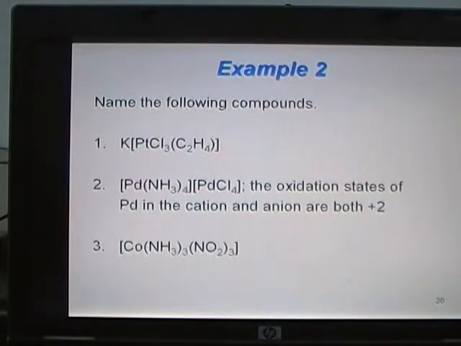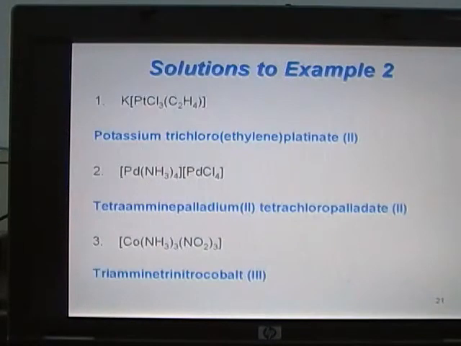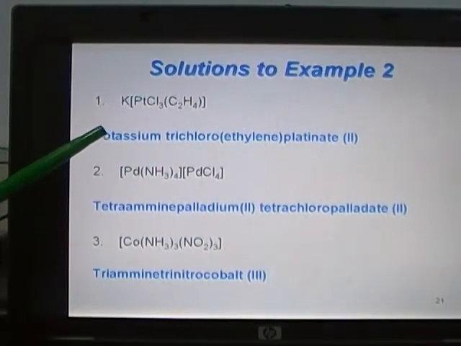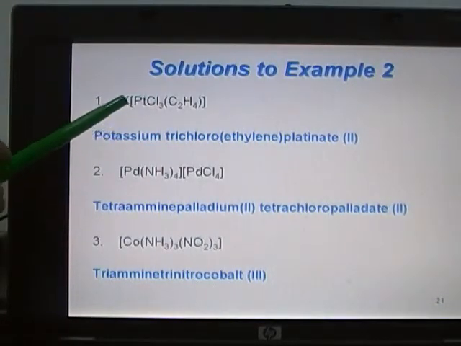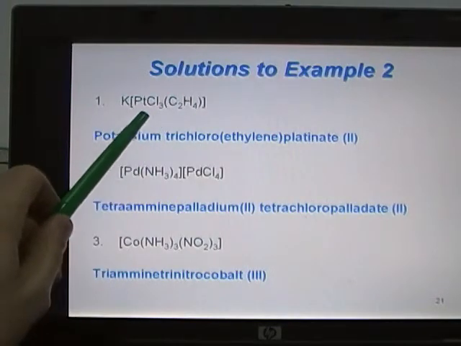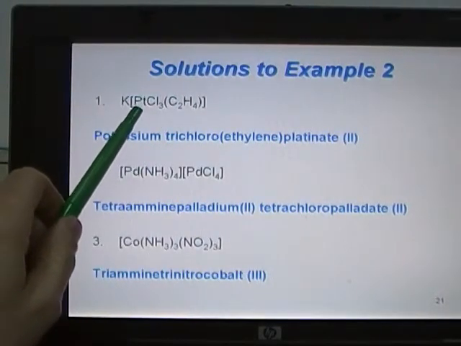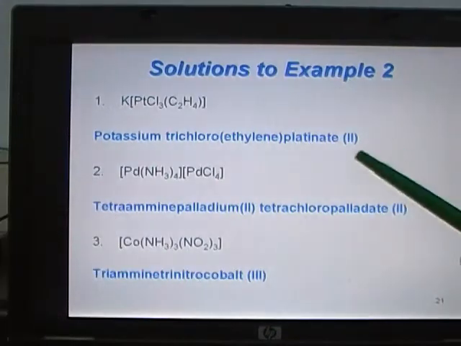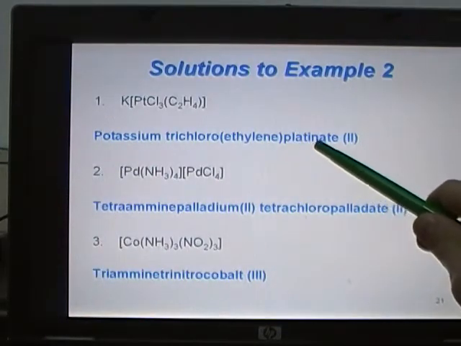Let's take a look at the answers to these examples. In the first example, the cation is potassium, so we just name it as potassium. In the brackets is the coordination complex ion. Pt is platinum, but since it's part of the anion, we must rename it platinate.